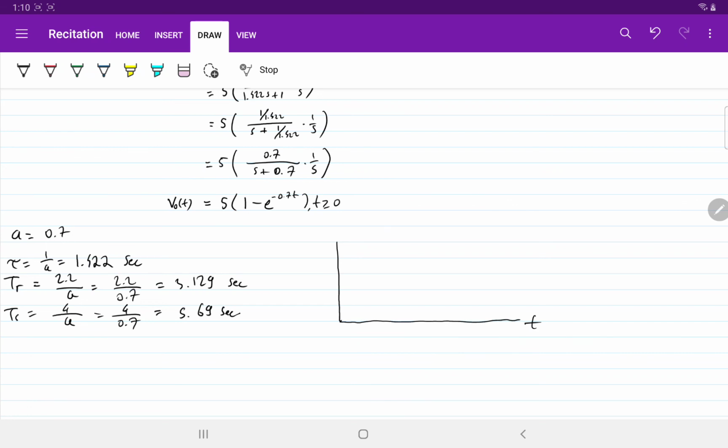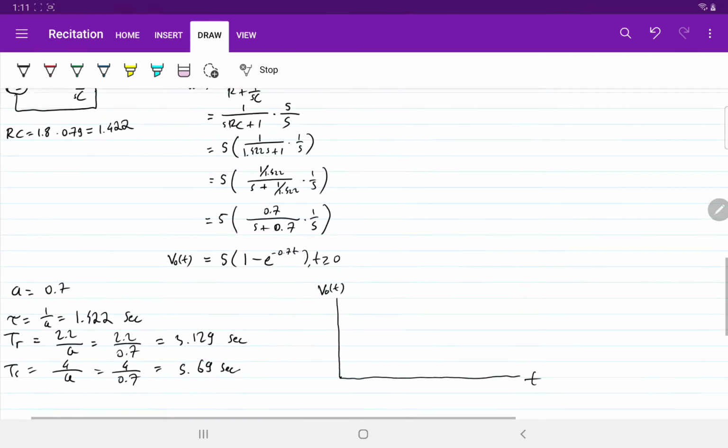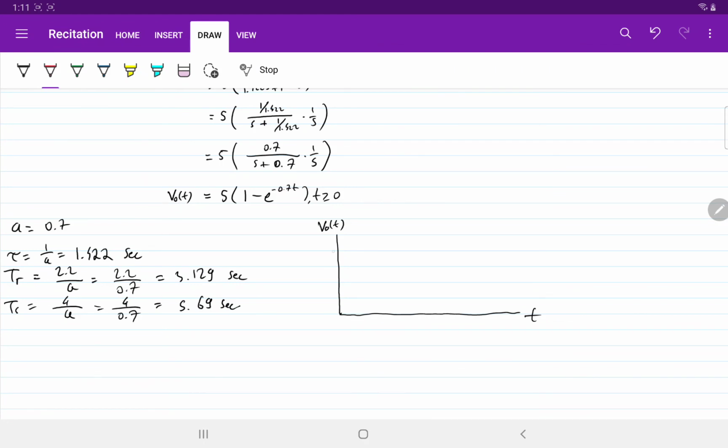So this is time, and this is the output voltage, and we have 5 volts. Surely we have 5 volts. From the time constant, we know that it will reach 63% of the steady state value, which is 5 volts, at 1.422 second. So say this is 50%, this is 60, around this right here is 63%. Let's label the time first: 1 second, 2 seconds, 3 seconds, 4 seconds, 5 seconds, and so on.